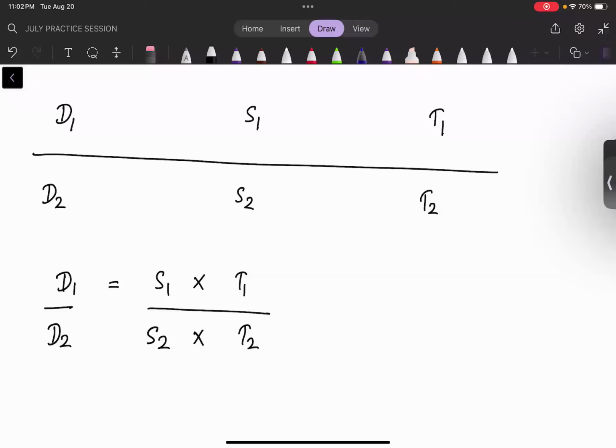Understood? General formula. This is the general formula because there is no condition. This is the formula without condition because nothing is constant. Everything is different. Distance is different, speed is different, time is different.